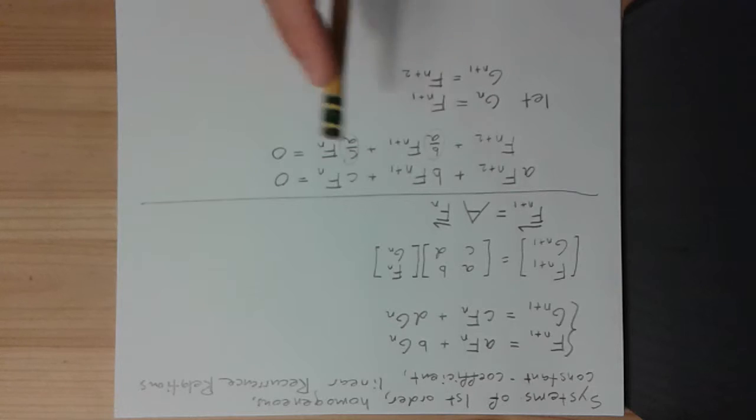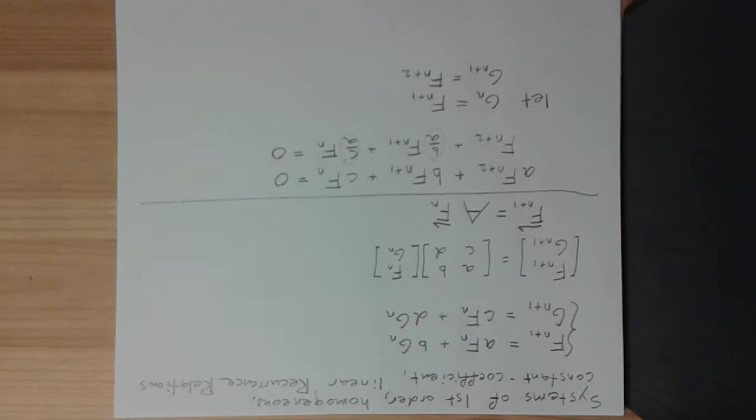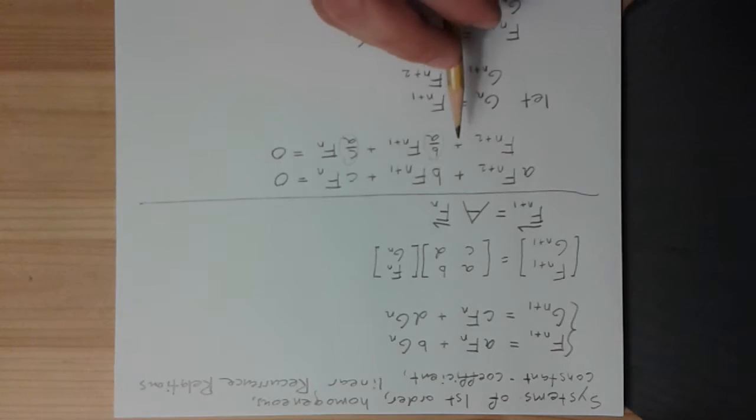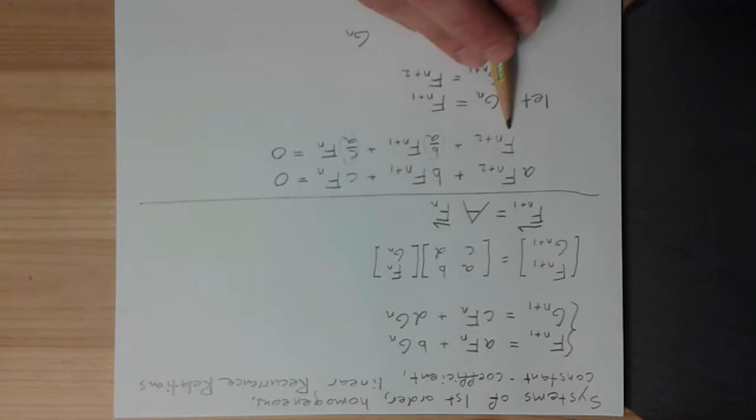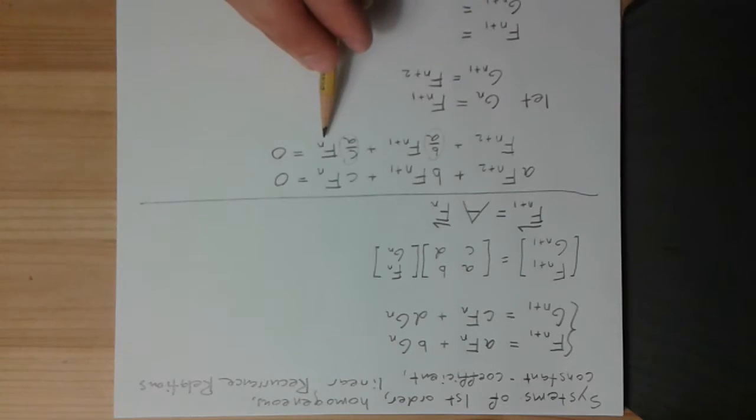So I want to write this in kind of the original form here to see what's going on at first. So I have f of n plus 1. I know that this is just equal to g of n. And now g of n plus 1, well, take a look at this second equation here. This is g of n plus 1, this is g of n, and this is f of n.